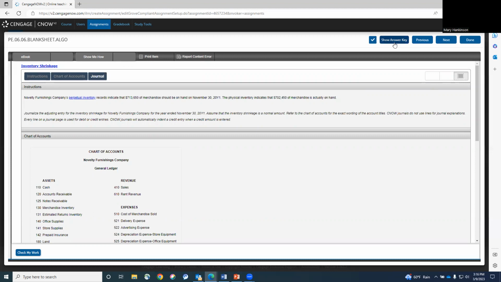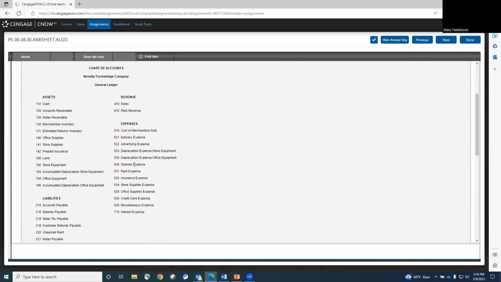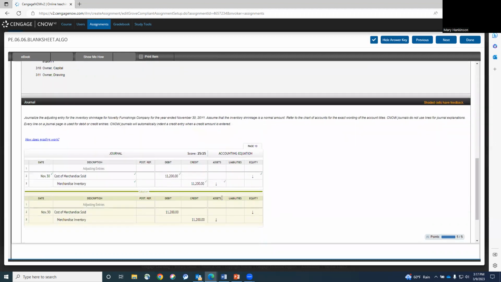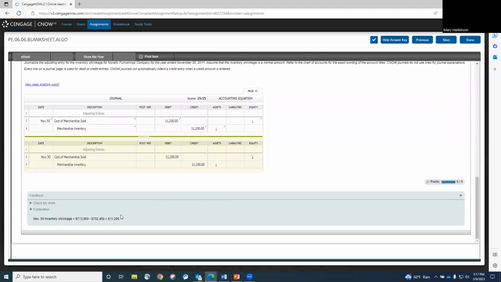Okay, so let's go ahead and look down here. Of course, we would always take advantage of the chart of accounts, and again, I encourage you to copy and paste. So you would copy it and then paste it down here, so you don't have to worry about trying to type it just right. So what would be the journal entry? When you have inventory shrinkage, you are basically going to expense out the shortage to your cost of merchandise sold account. Now, let me show you the math really quickly.